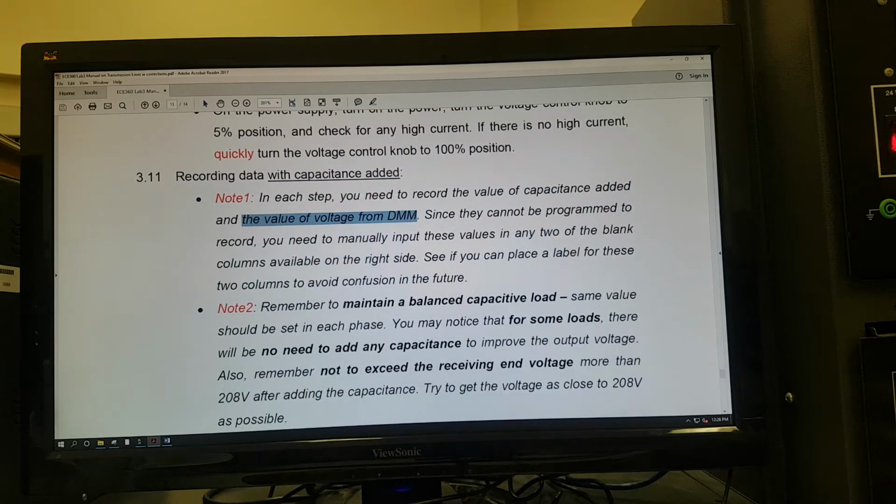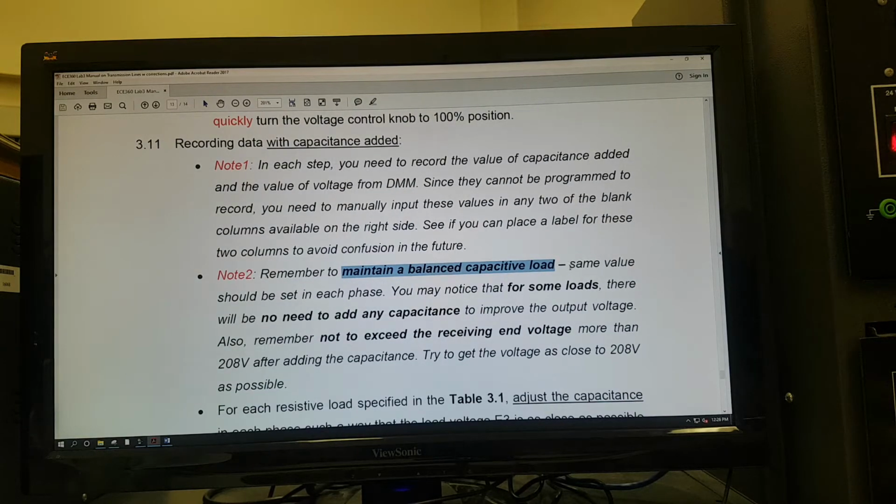So this is node 1 and node 2. Maintain balanced capacitors. That means for each phase you should have the same value. What we noticed in the past is that students add capacitance to one phase and not to the remaining ones, just to see the balance. That is not the right way of adding the capacitance. We need to apply a balanced load, meaning each phase should have the same value.